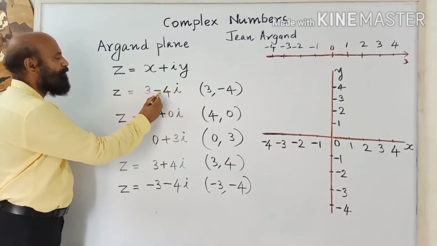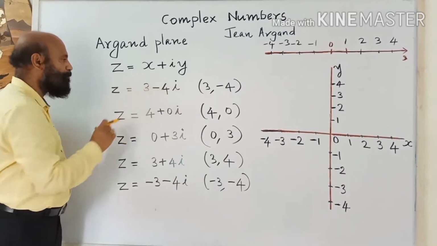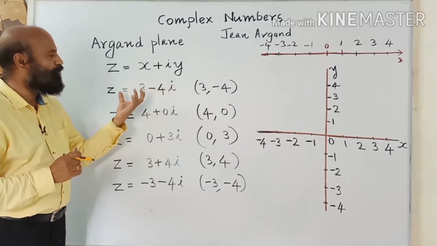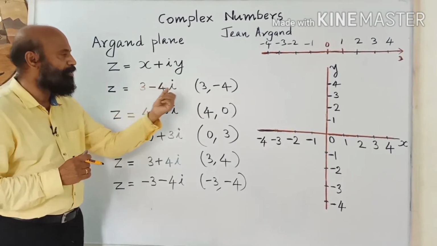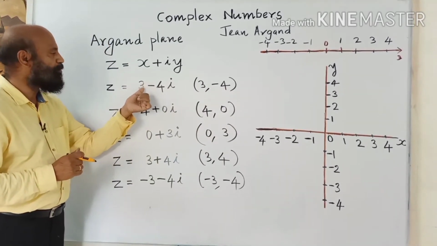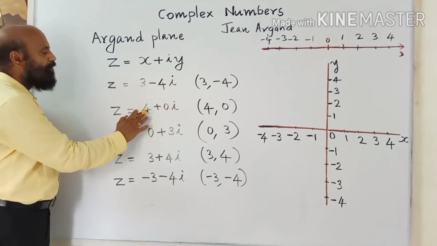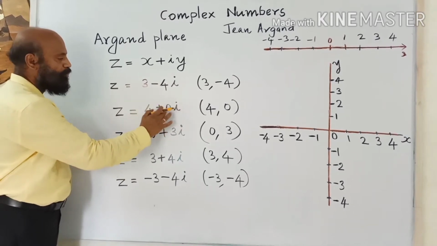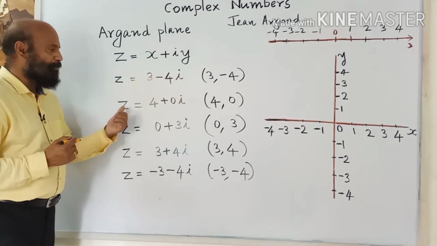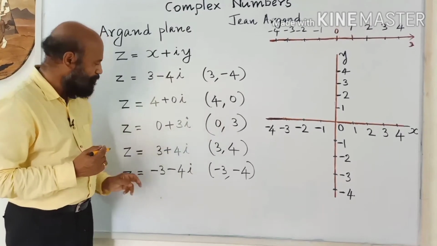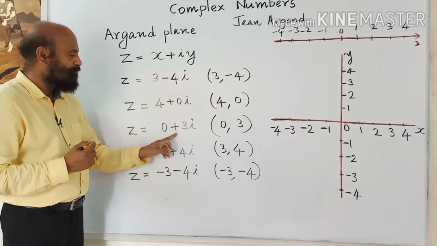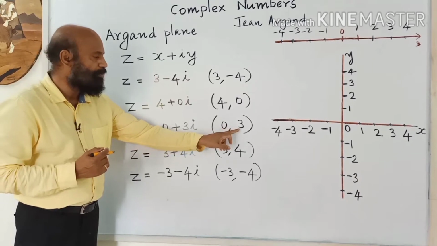z is equal to 3 minus 4i. With each complex number, we can associate an ordered pair. Each complex number is uniquely represented by an ordered pair. This is represented by 3 comma minus 4. Now this is a real number 4. 4 can be written as 4 plus 0i, so 4 can be represented as 4 comma 0. Each complex number can be represented by an ordered pair. This is a purely imaginary number, 0 plus 3i, so it can be represented as 0 comma 3.